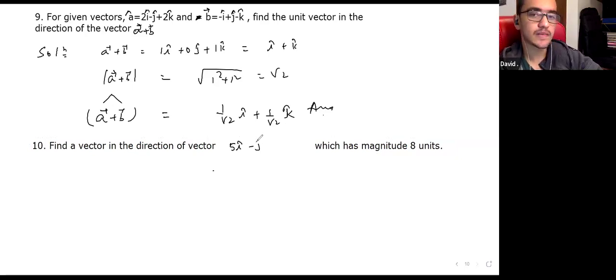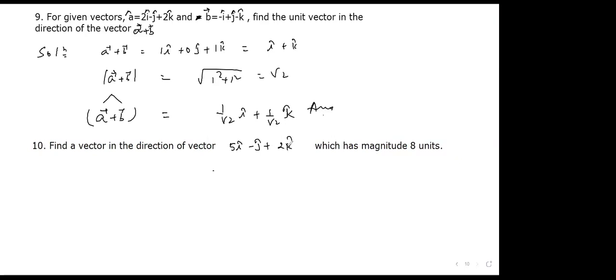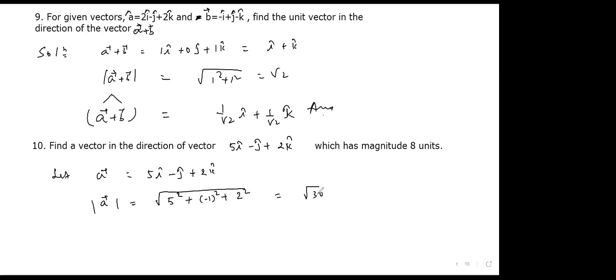Which has magnitude 8 units. So let vector A equal 5 i cap minus j cap plus 2 k cap. Get the magnitude of it: 5 square plus minus 1 square plus 2 square, and this will be square root of 30.